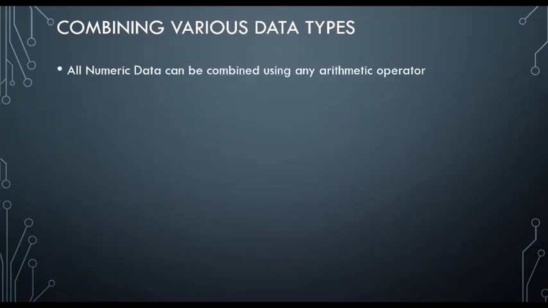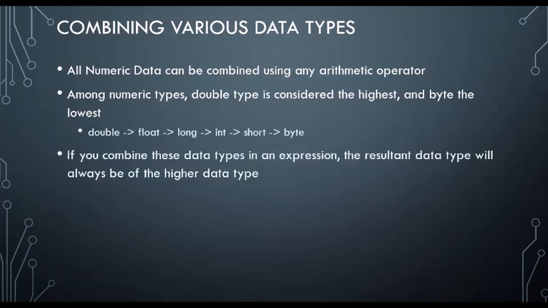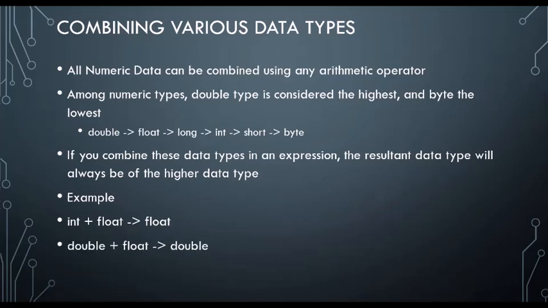Combining various data types. Now, very important, all numeric data can be combined using any arithmetic operator, and among numeric types, double is considered the highest and byte the lowest. We have done all this earlier also. Now if you combine these data types in an expression, the resultant data type will always be of the higher data type. So that means if I add an int value to a float value, the result will be a float value. If I add a double to a float, the result will be a double value. So naturally the higher of the two. Int plus double plus long plus short will give you a double value.